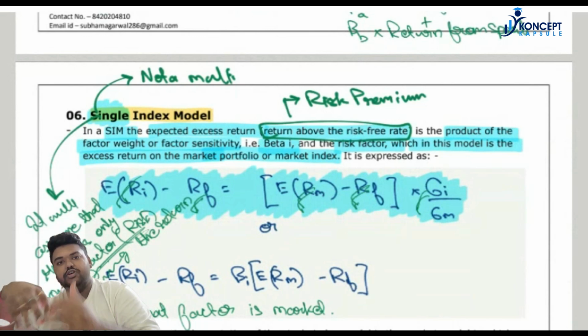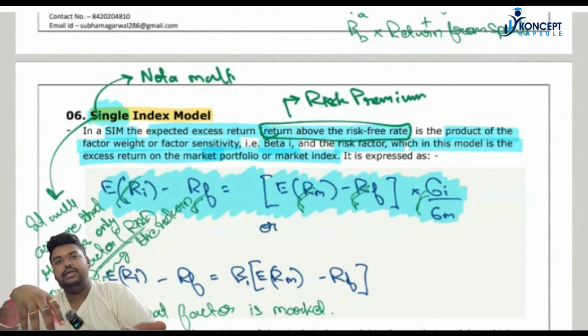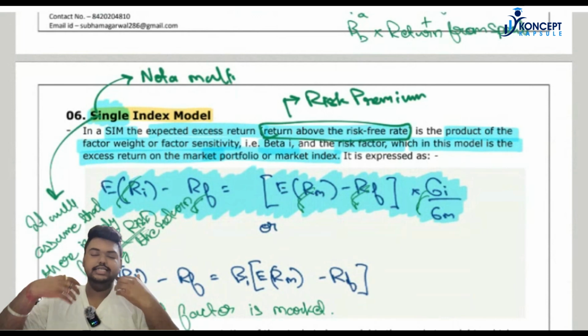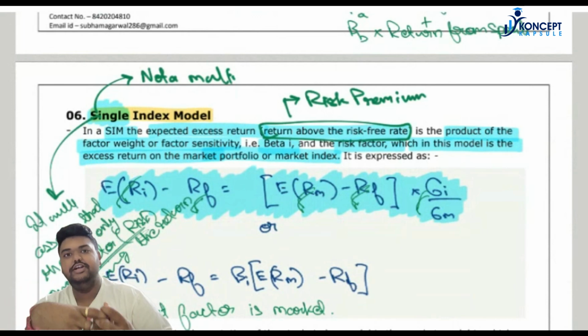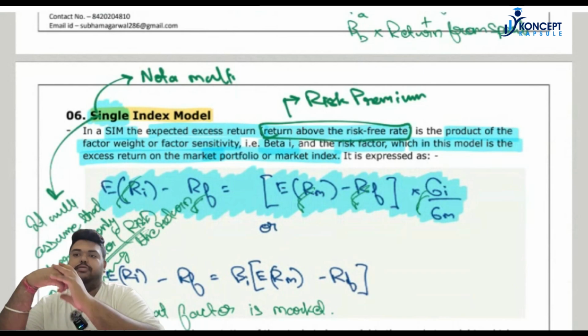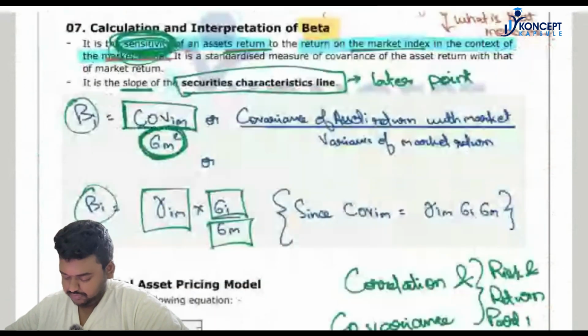Over here, the first formula is similar to the capital market line. In the second formula, rather than using sigma I by sigma M, we are using beta. Why beta? Because it is a clear-cut measure of the sensitivity of the security return to the market. Are we clear, guys? So till now we have done three return models.